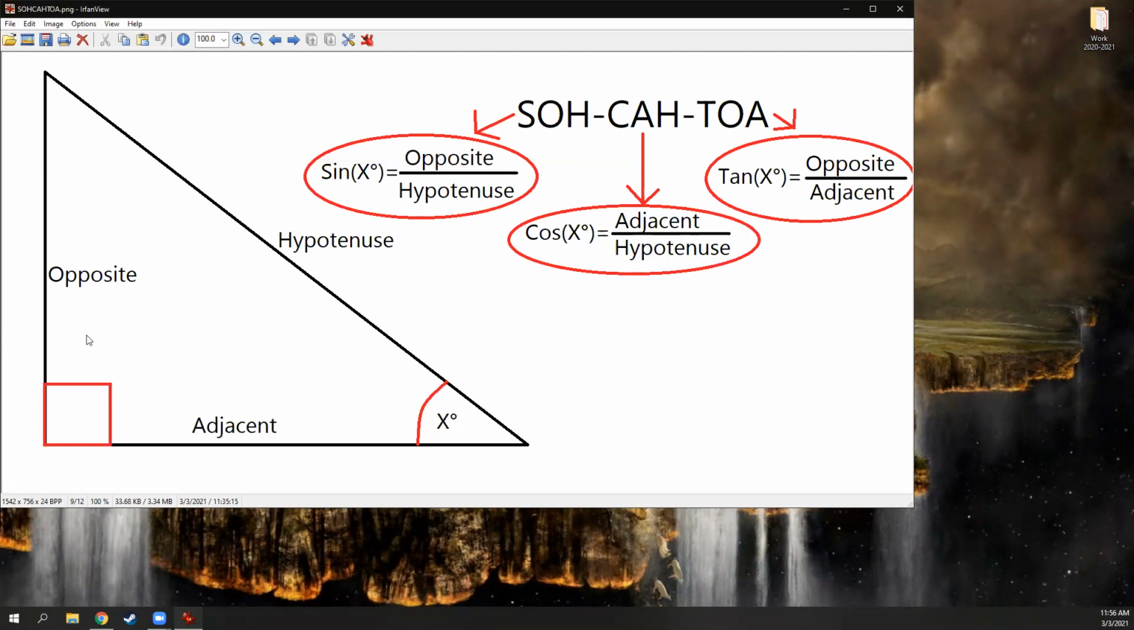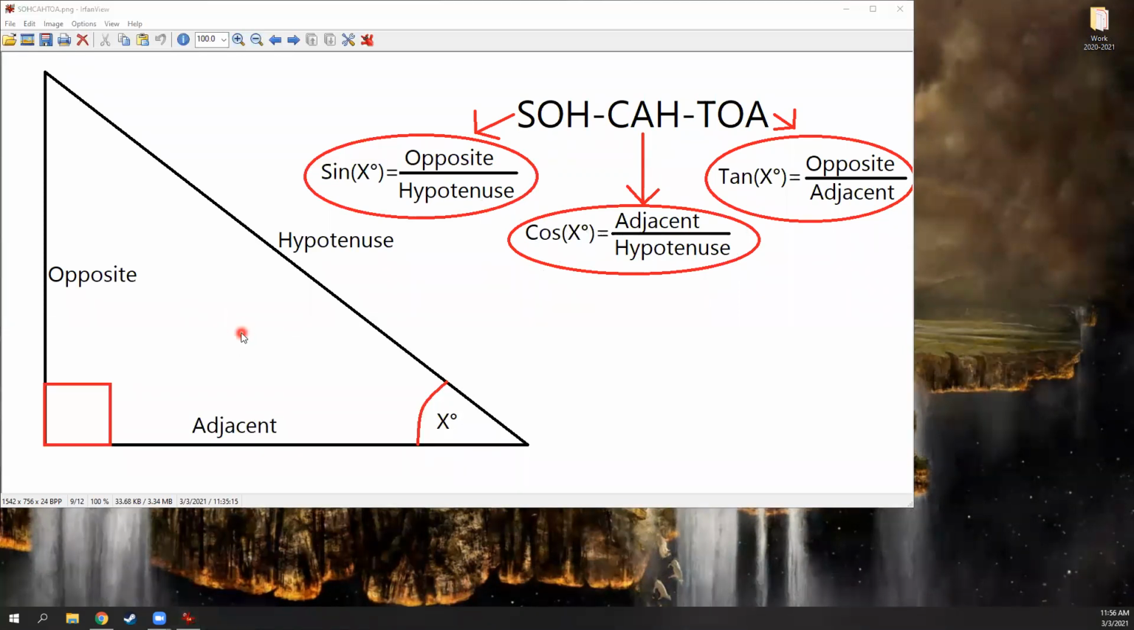So if we come down to this triangle right here that I put out, that's what we're looking at. We've got our angle right here, and opposite and adjacent and hypotenuse are all referring to sides of the triangle. Well, if this is my angle and I go straight from my angle across the triangle, right? That's my opposite side. My opposite side is the side across from the angle.